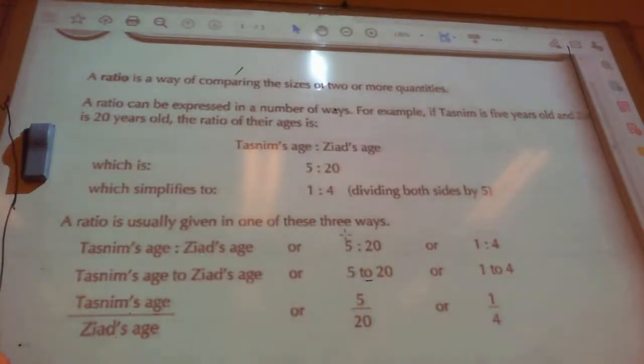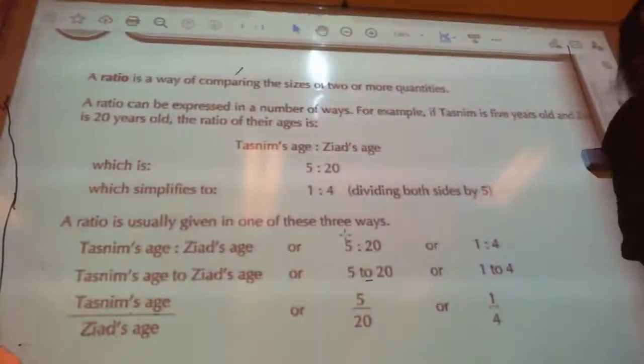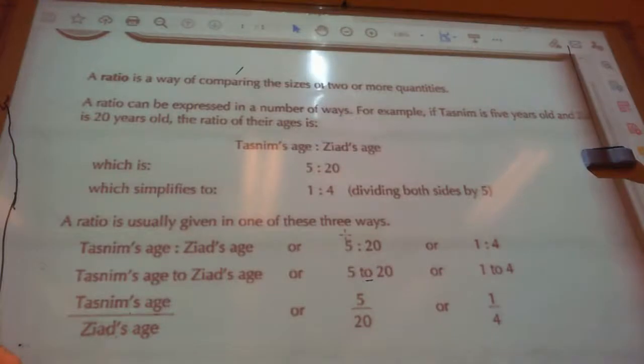So what is a ratio? A ratio is a way of comparing two numbers, or two or more quantities, okay? So this is the definition, which you can express in a number of ways. So for example, I always give examples like this, and then you can understand through the example.